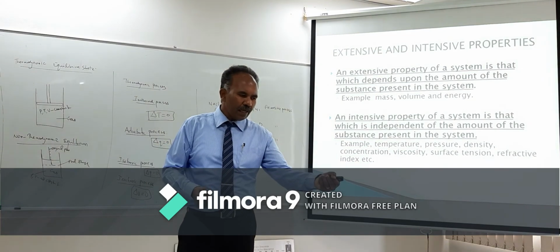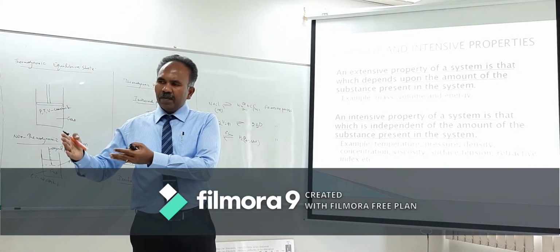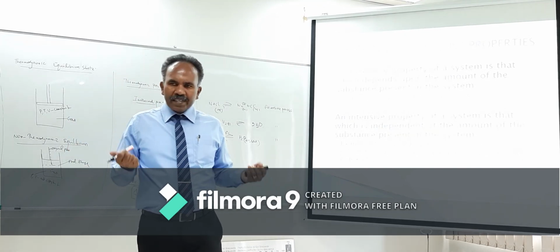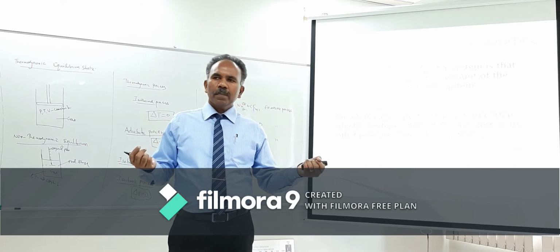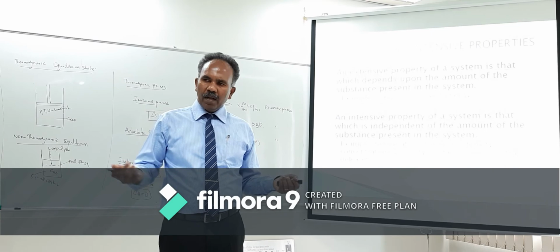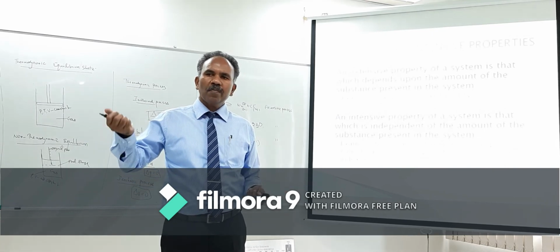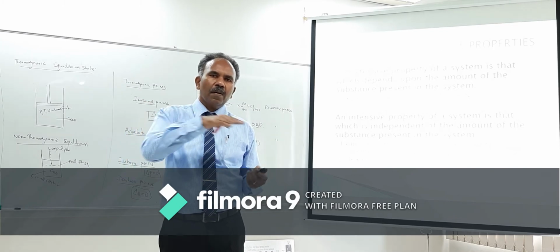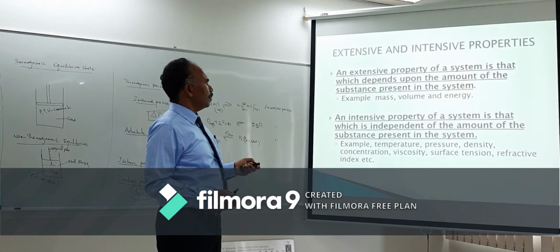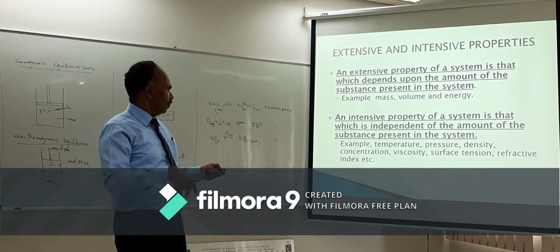For example, you take one empty cylinder, and another cylinder which contains a larger amount of gas. When we carry them, both differ. The empty cylinder weighs less, whereas the cylinder which contains more gas will weigh more. So who decides the volume? The amount decides. That is called an extensive property, which depends upon the amount of substance present in the system.